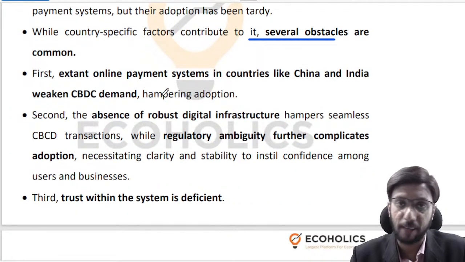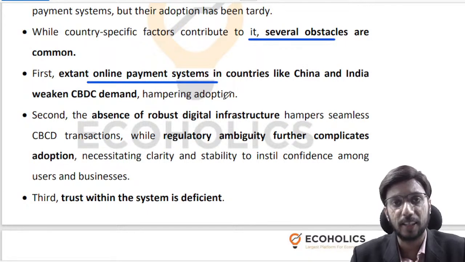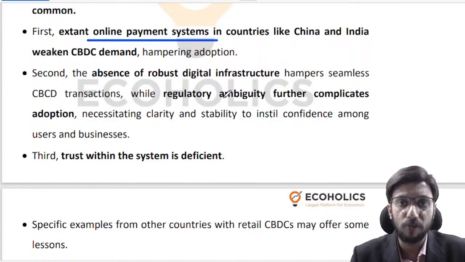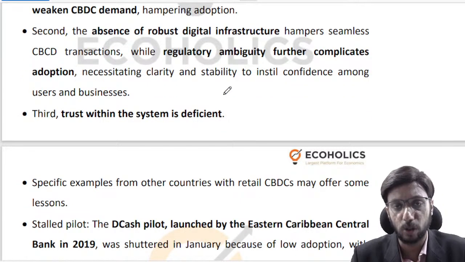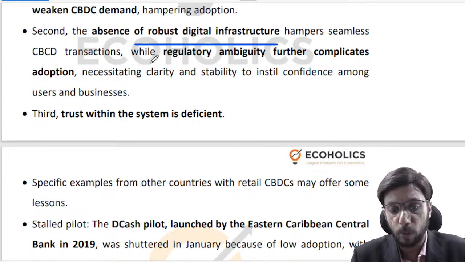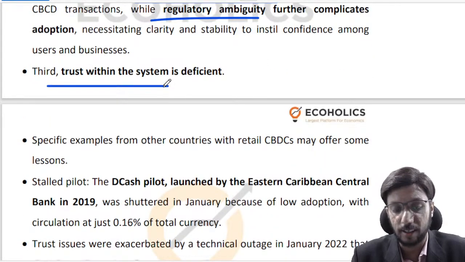Like, for example, like we said about UPI, in China, Alipay exists, right? Whatever the existing online payment systems are, they are so strong and so robust and so popular that people do not have an obvious incentive to move to this particular kind of currency. Okay, so robust digital infrastructure may not be there in certain countries. Regulatory ambiguity may be there in certain countries. Trust may not be there in certain countries, right?